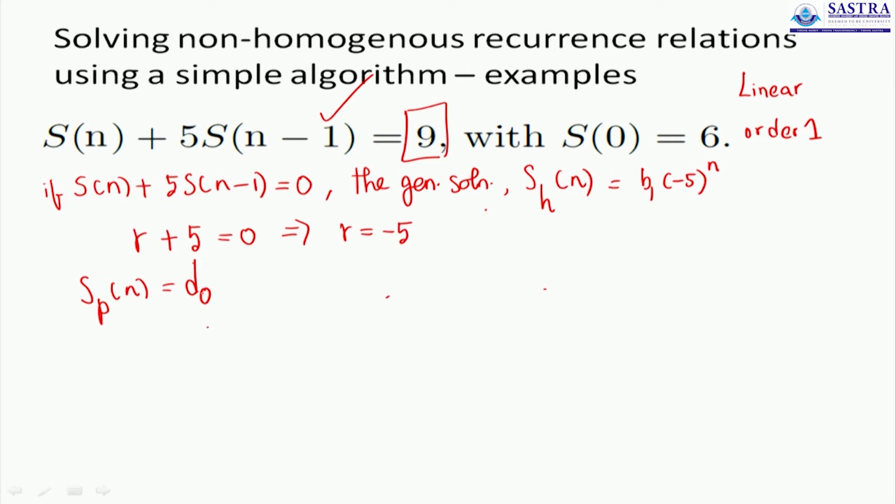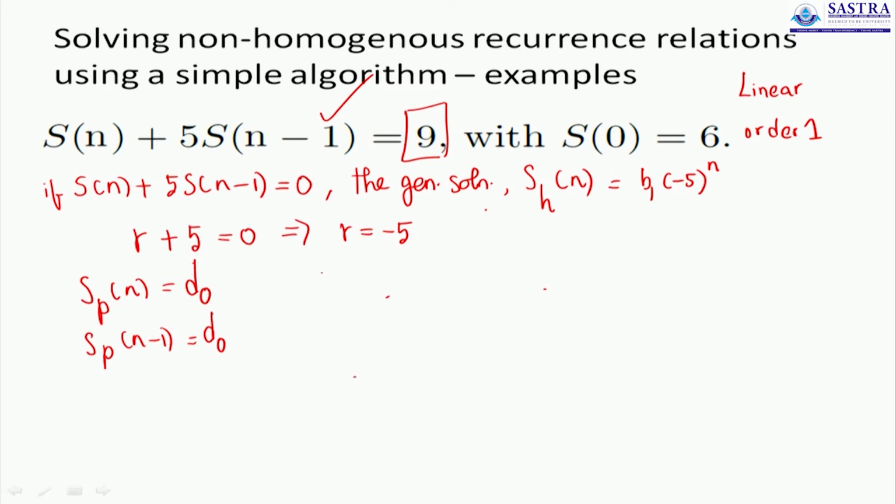Now, how do we set upon finding this? We extrapolate. If Sp of n is d naught, what can Sp of n minus 1 be? Since it is a constant function, this will also happen to be d naught. That is what you mean by a constant function, right? Whatever be the input value, the output value does not change. So, if Sp of n is d naught, Sp of n minus 1 is also d naught, and that is what we have. So, we will use these answers in the question.